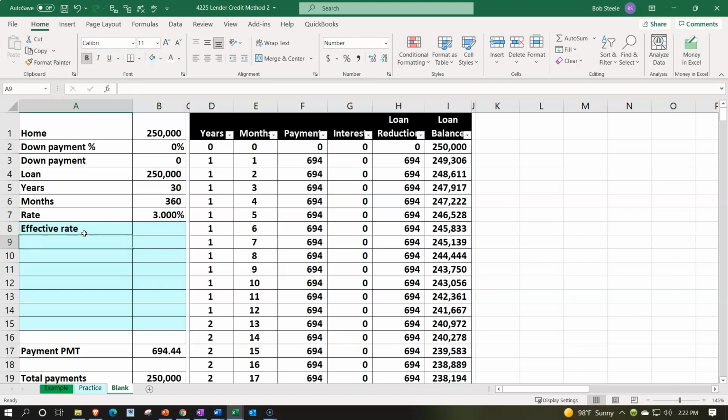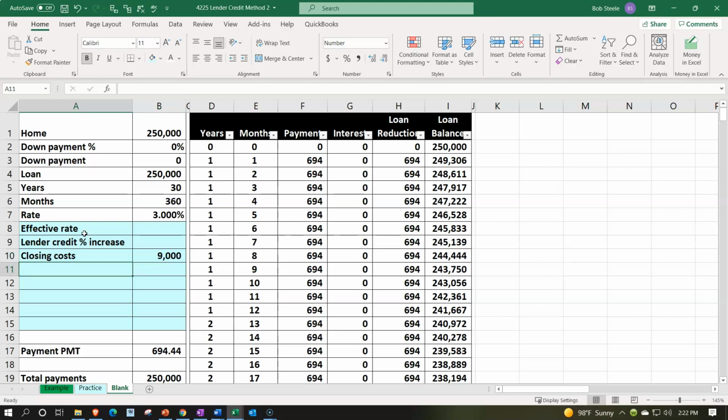Then we've got the lender credit percent increase. We're not going to have any at this point. We've got the closing costs. We're going to add the closing costs here, and we're going to say that the closing costs are going to be 9,000. Now the closing costs could vary.